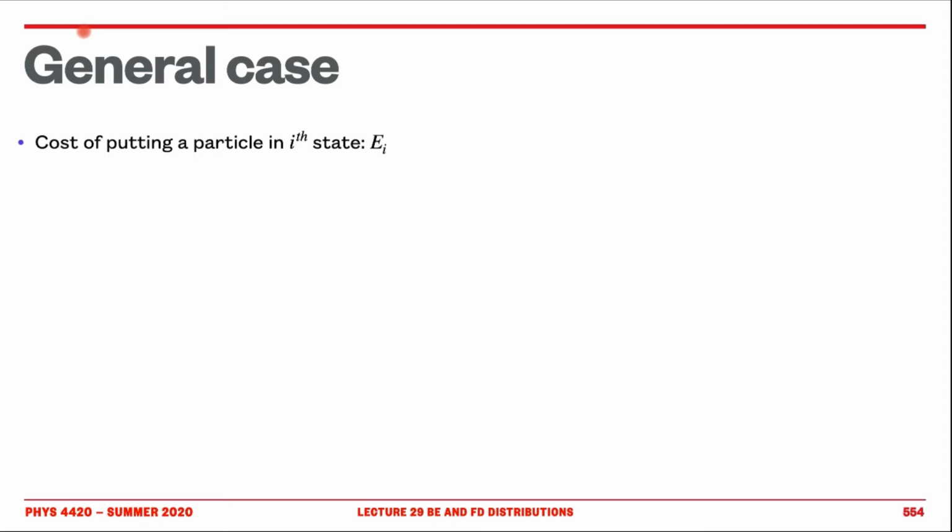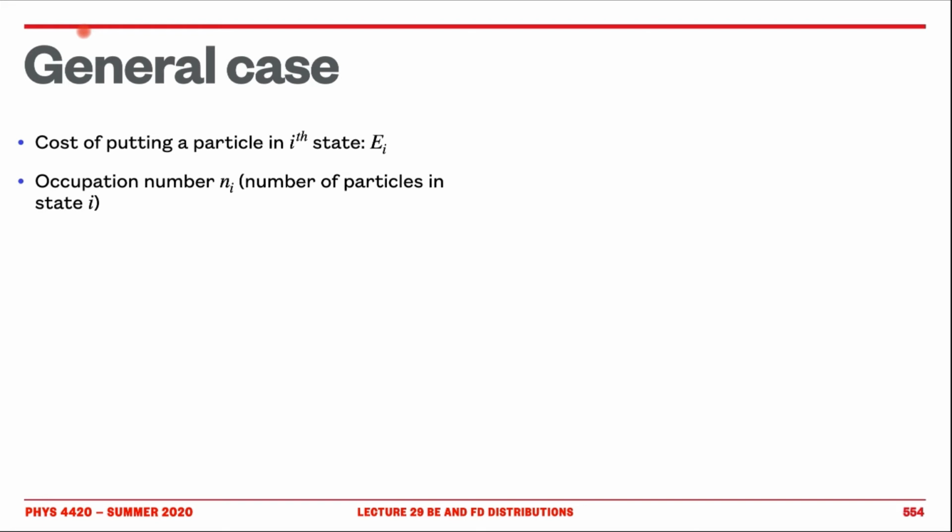So we are going to have a general case, meaning that we have different states that we are going to label εi, so the cost of putting a particle in the i state is εi. And we have also defined the occupation number of that particular state as being Ni. So this is the number of particles in that state i.